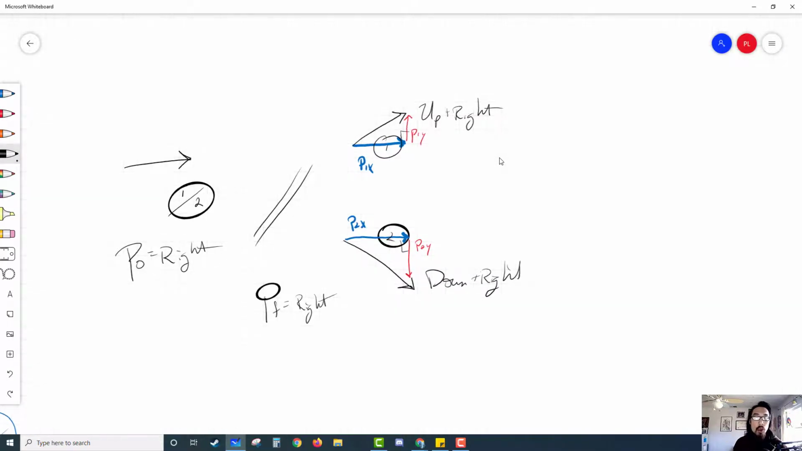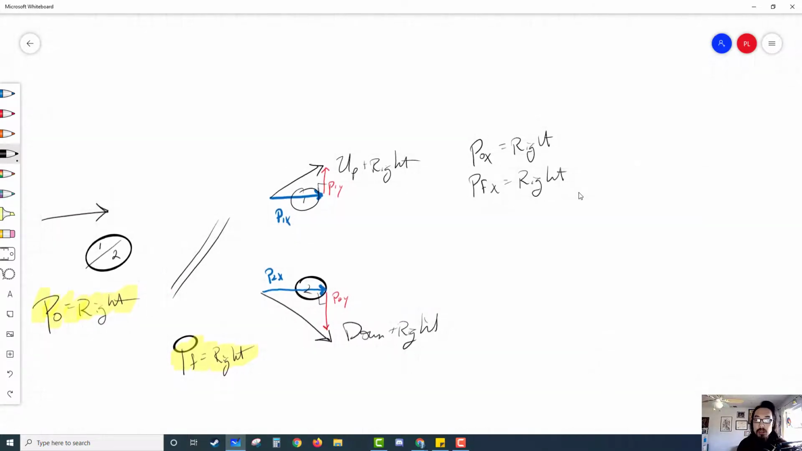Okay, so we know that the overall momentum has to be conserved. So that means that the initial momentum was to the right, and the final momentum has to be to the right. So that must mean that there is no vertical momentum. And this is the reason why. We can say that the initial x momentum was to the right, okay, because there's no vertical momentum here. Therefore, the final x momentum must also be to the right, okay. We can also say that the initial y momentum is 0. Therefore, our final y momentum must also be 0.